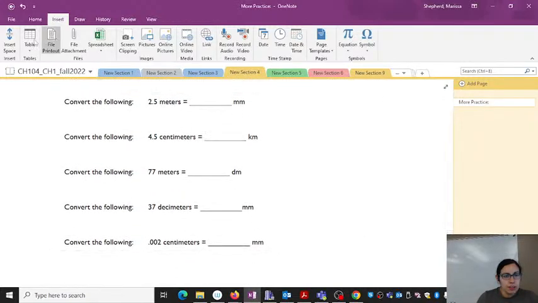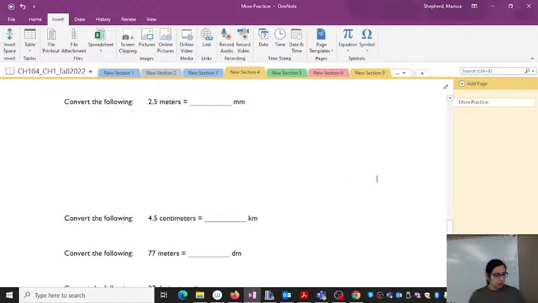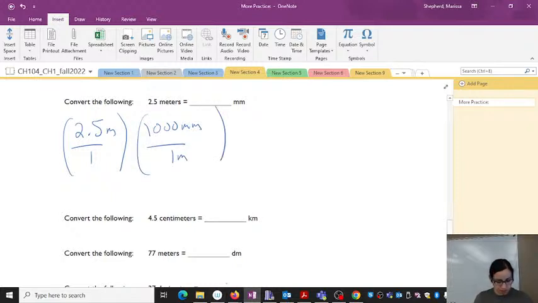So let's try this next one then. So meters to millimeters. And then, what's my conversion factor? 1,000 millimeters over 1 meter. That looks excellent. So meters cancels. And then what's our final answer? 2,500 millimeters. Excellent.